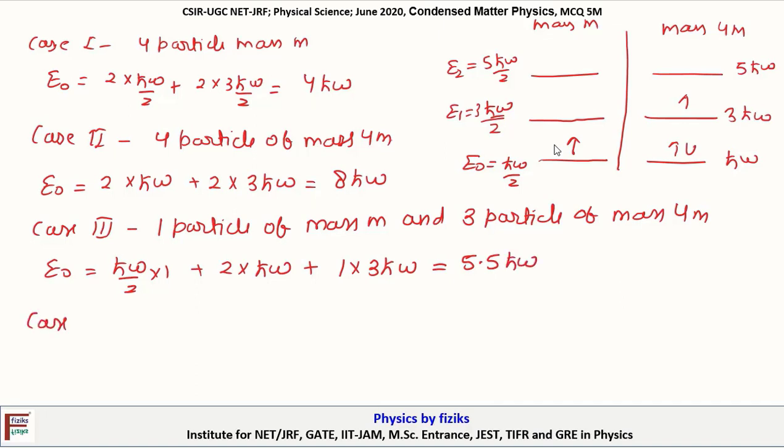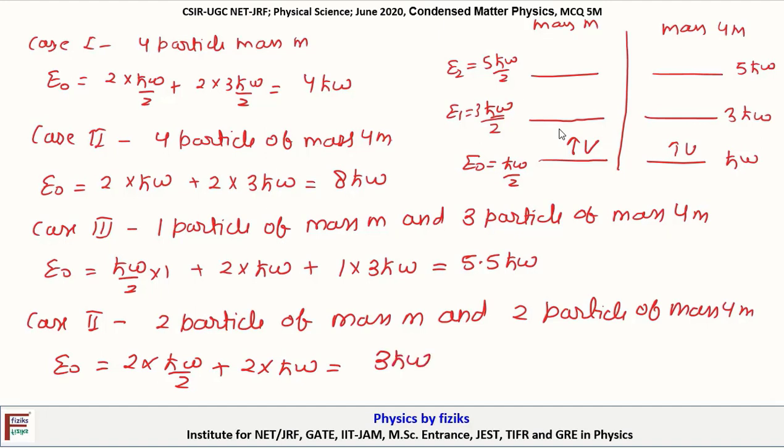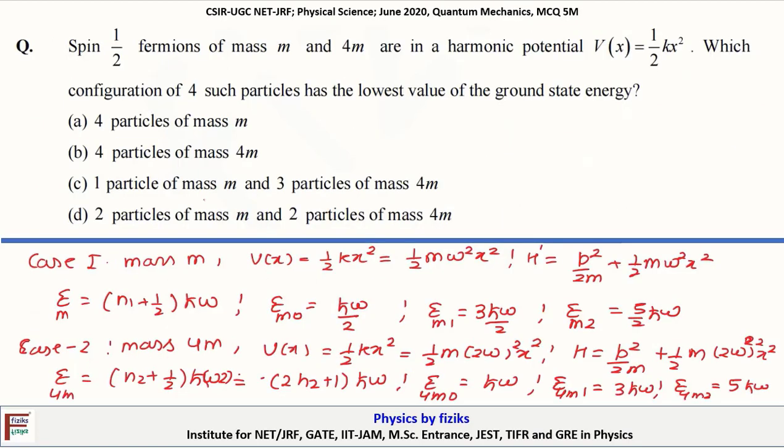Case 4, 2 particles of mass m and 2 particles of mass 4m. The energy in this case would be 2 into h cross omega by 2 plus 2 into h cross omega. That gives us 3 h cross omega. We can say 3 h cross omega is the lowest. So our option would be D.